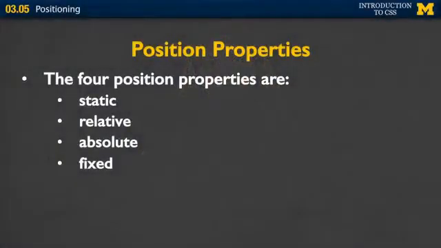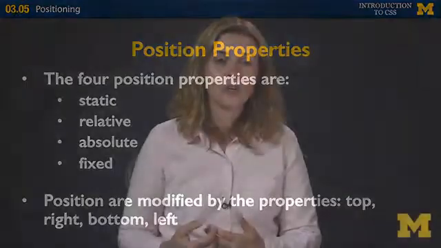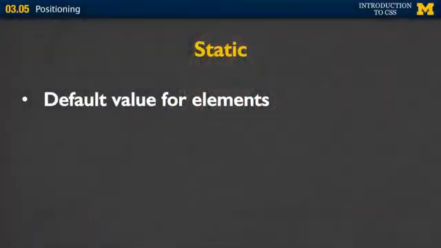The 4 position properties are static, relative, absolute, and fixed. And for the most part, they're very different. How they work is that each one of these can also be modified by properties such as top, right, bottom, and left. So you say what kind of position you want the element to be, and then you can say, but I want it to be this far from the top, or this high off the bottom, or this far over from the left. So let's start with static.